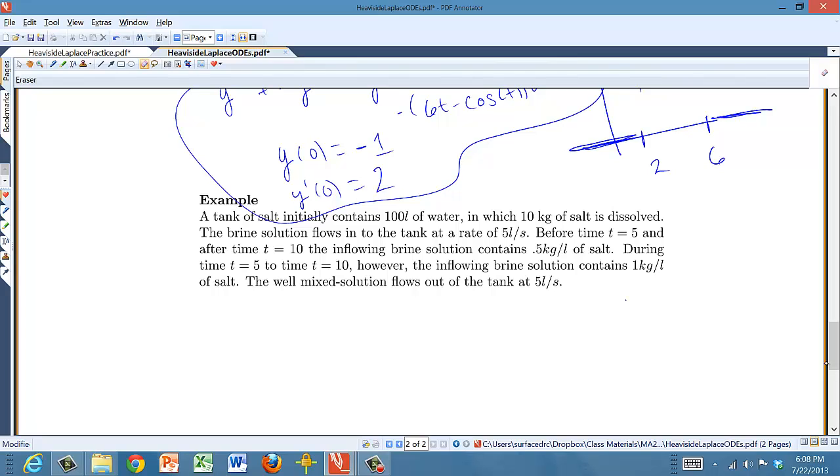Alright, let's take a look at one more example. We have a salt tank. It initially contains 100 liters of water. You've got 10 kilograms of salt dissolved in that water. You've got brine solution flowing in at 5 liters per second.